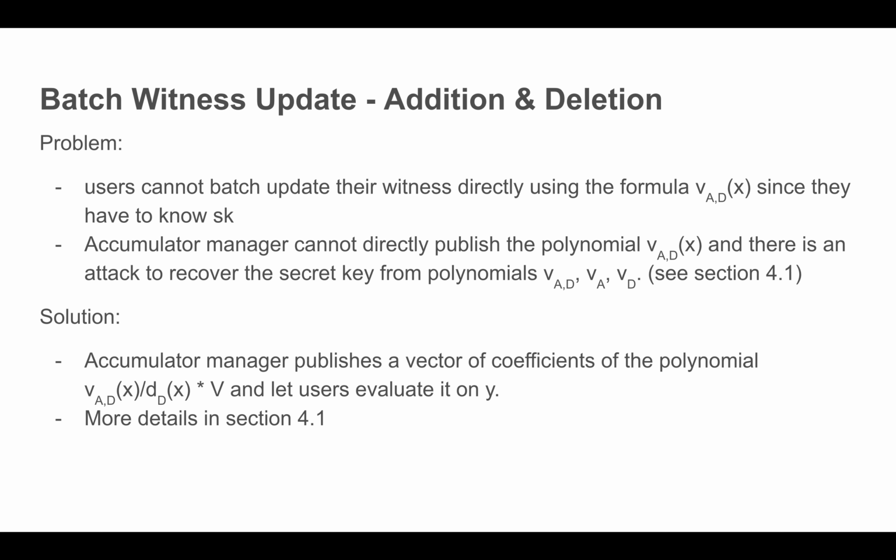The solution to this problem is that the accumulator manager publishes a vector of coefficients of the polynomial VAD divided by DD, and lets users evaluate it on Y instead of publishing the secret key. For this step, there is an argument in the paper with more details in section 4.1, and if you are interested, you can go through that.